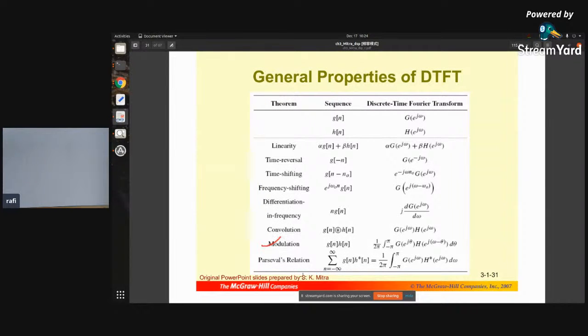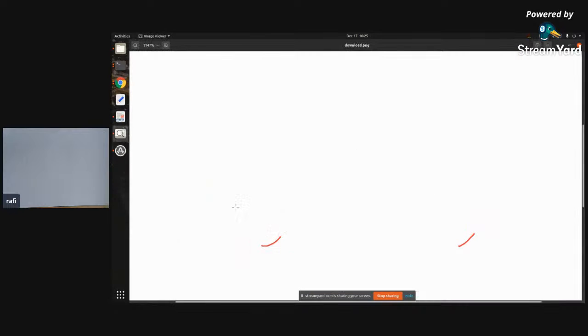So now the modulation property, I am leaving this as homework for you. You just do it by yourself. Here you need to come from inverse DTFT to DTFT. So how do I define, for example, G of omega convolved with H of omega? I'm just giving the hint, and you just do it by yourself.